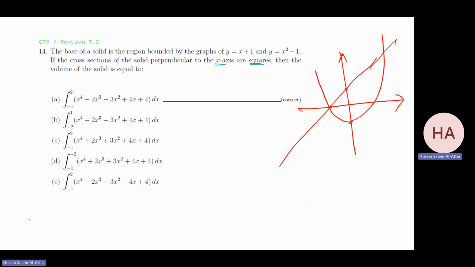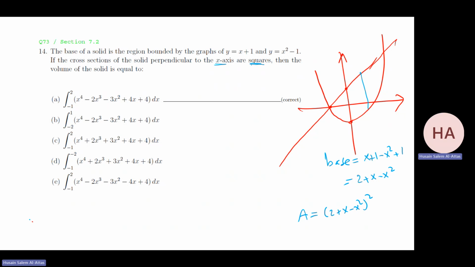The squares. So I need the base. So the base will be what? The line minus the parabola, minus x squared plus 1. That will be 2 plus x minus x squared. And what is the area? It will be this square. That will be the area.